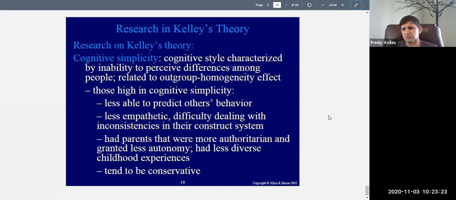Maybe they were very religious or just very strict. They had less diverse childhood experiences. They grew up around people who were more like them, and they stayed away from people who were different. And they tend to be more conservative. Some of you may not like that, but yes, conservatives are more simplistic in their thinking according to research. They like to keep things a certain way. They are not progressive. They're not liberal. They don't like to challenge the status quo. They want the old ways of doing things. They try to hold on to things even when they become outdated.